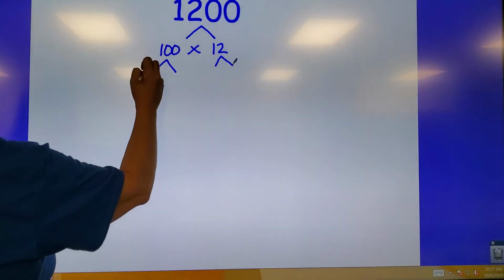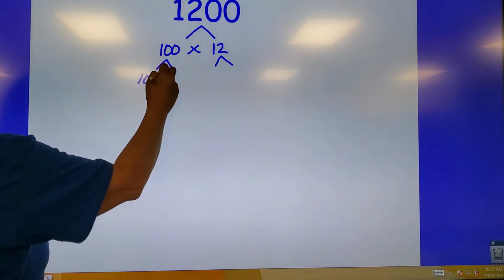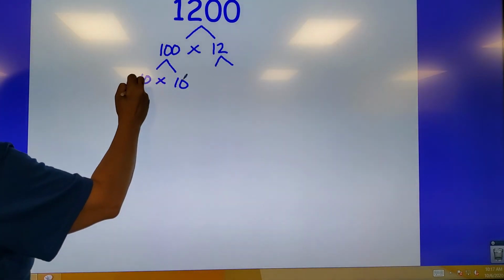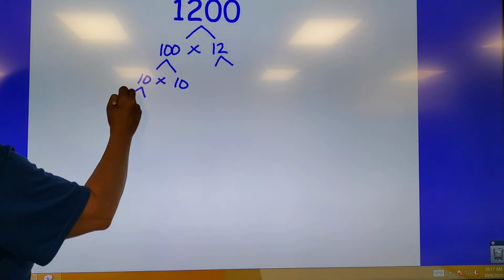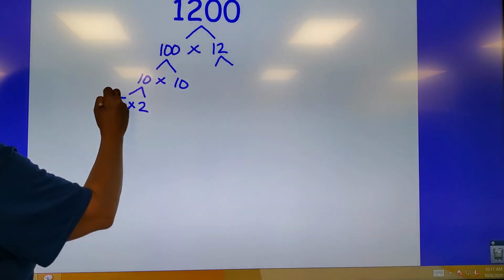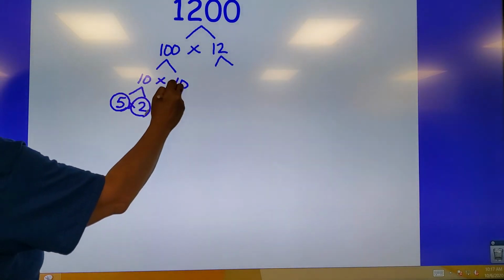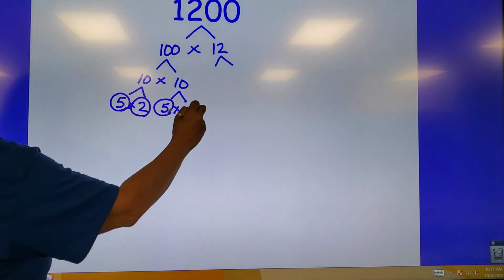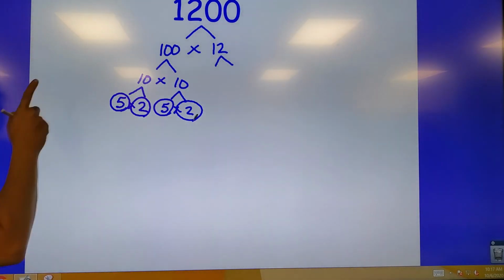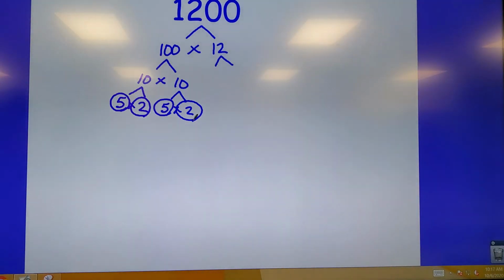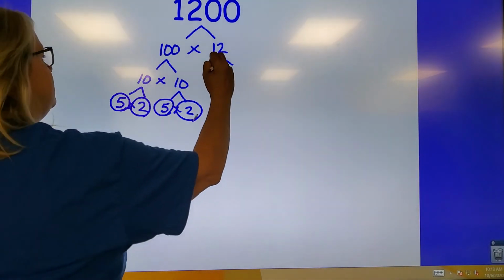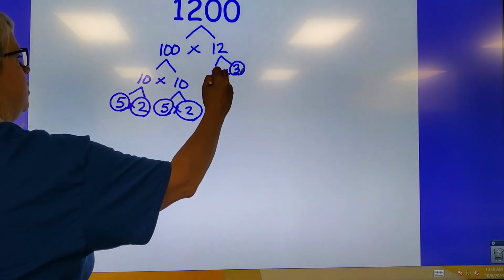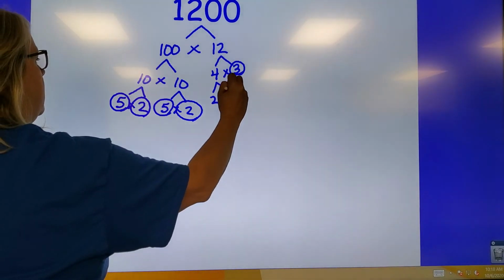So for 100, how about 10 times 10? Neither one of those are prime either. 10 is 5 times 2. Both of those are prime. So again, 10 is 5 times 2. Both of those are prime. Let's move back over now to our 12. So our 12, let's do 4 times 3. 3 is prime. 4 is 2 times 2.